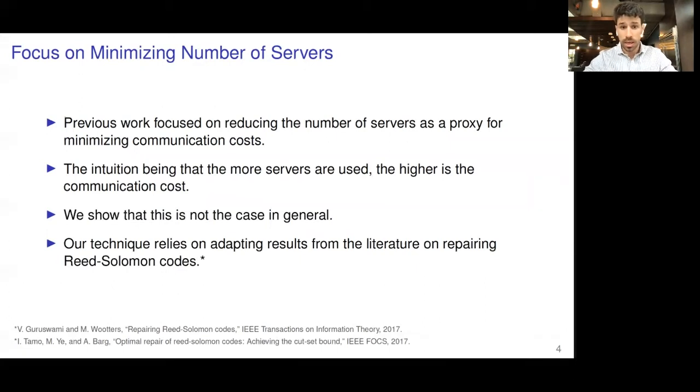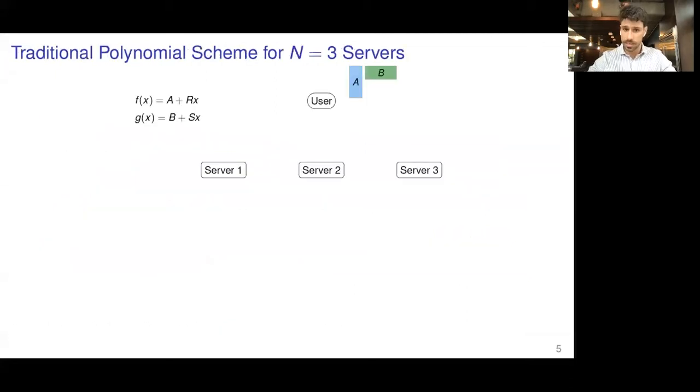There are some tools that can be adapted from repairing Reed-Solomon codes to the SDMM problem, which will require more servers, but the total communication costs will be reduced. Let's start with this example of a traditional polynomial scheme using 3 servers.